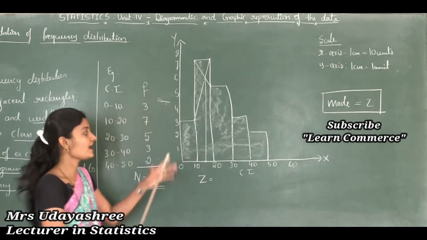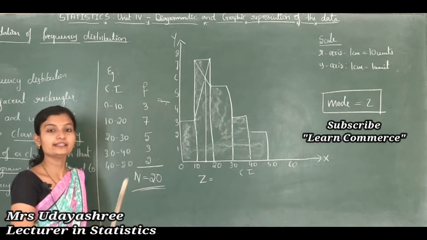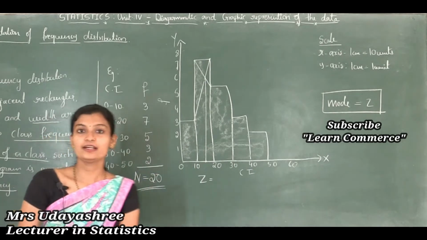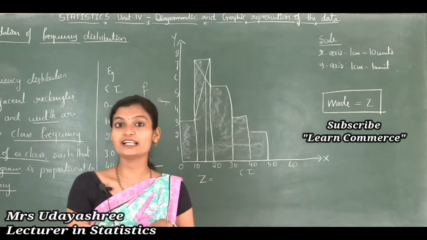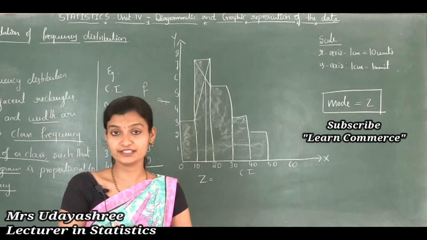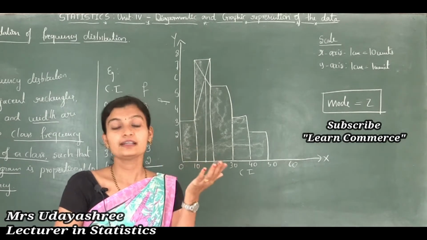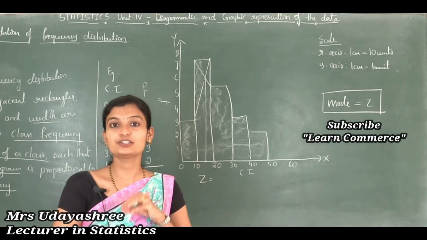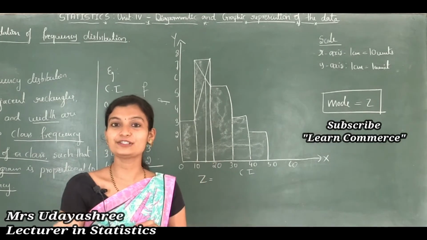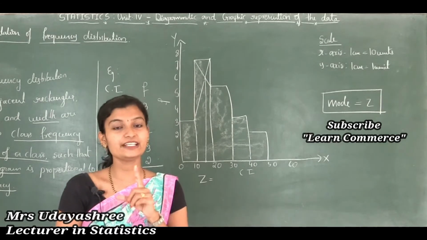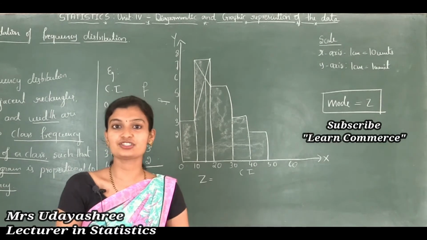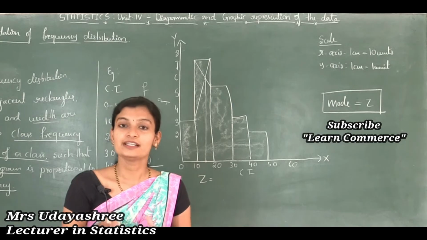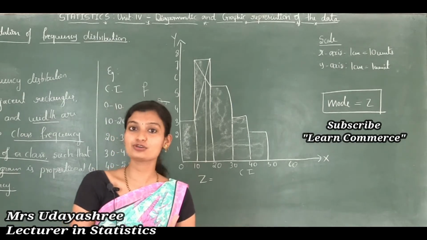Okay, now let's see how to draw this graph in graph sheet. And one more thing, the main difference between graphical representation and diagrammatic representation is that diagrams are drawn on plain paper and graphs are drawn on graph sheet. Okay, that is the main difference between graphical representation and diagrammatic representation. Now let's see how to draw a histogram in graph sheet.